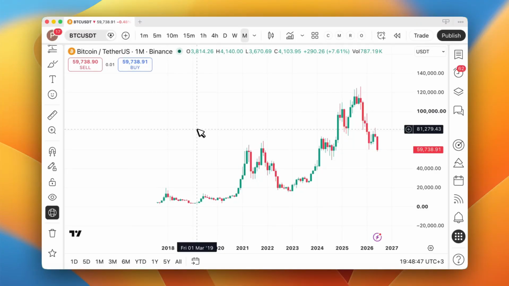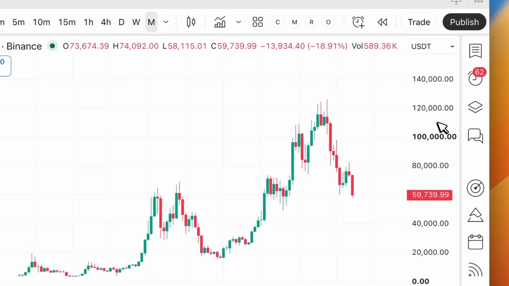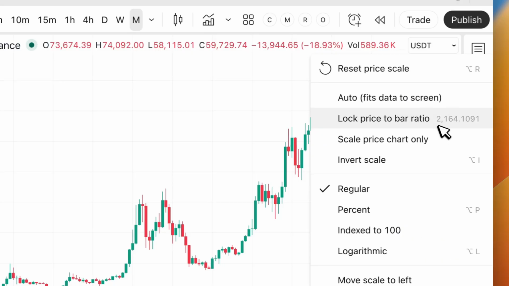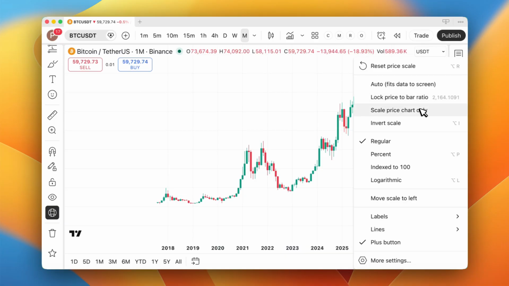In this video, we will scale price chart only on TradingView. Now, you scroll to the right part of the chart, you hover over the price scale and you right click. And there's a selection here called Scale Price Chart Only.